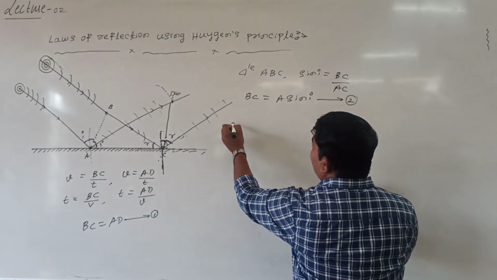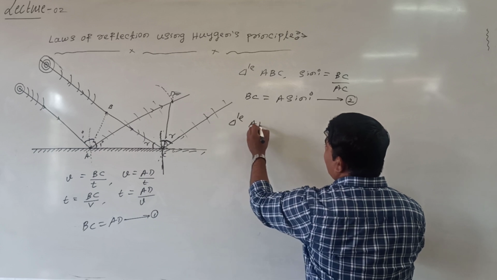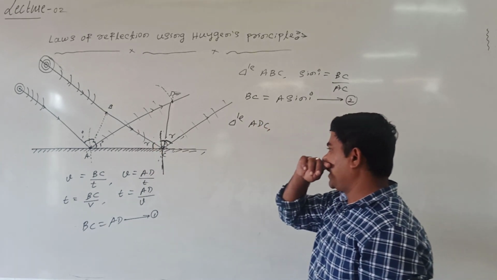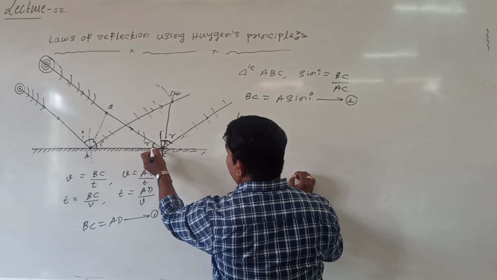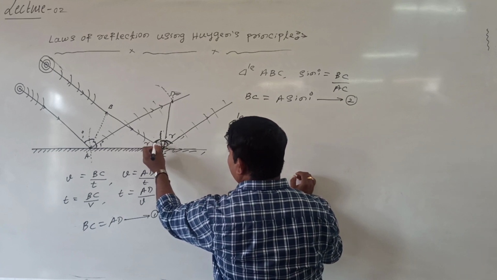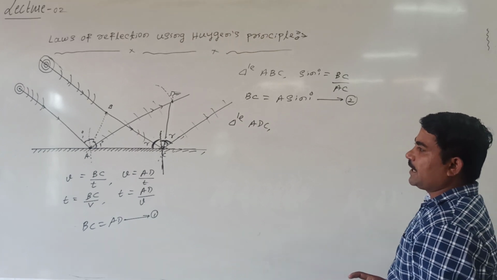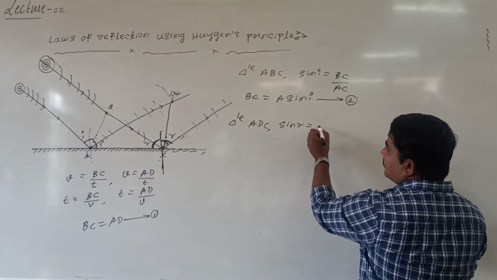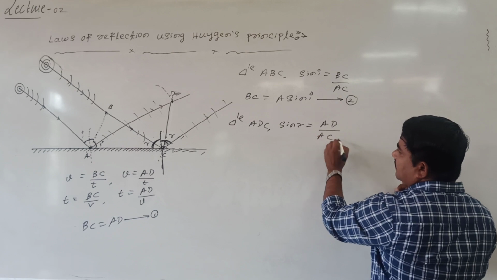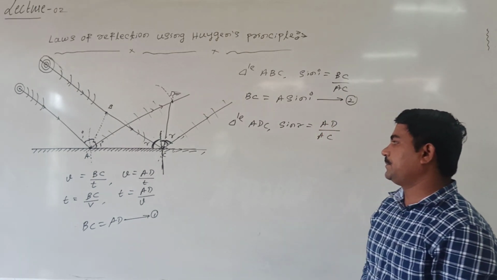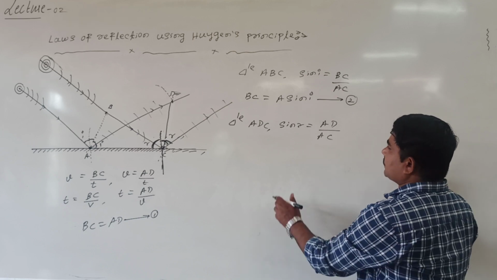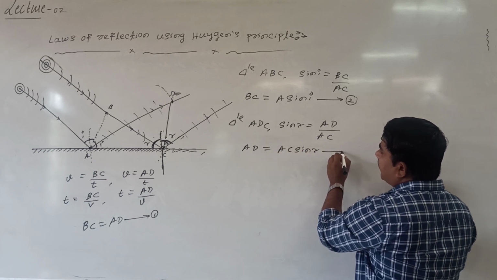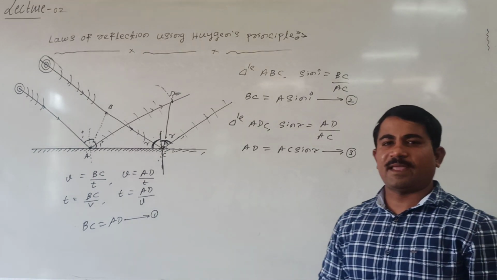Similarly, one more triangle, triangle ADC. In triangle ADC, this is sin R. This value I can take as R, because it is 90 minus R, and again this value is R. So in triangle ADC, I am taking sin R. Sin R is equal to AD divided by AC. Look at me. AD is equal to AC sin R. Let us call this equation number 3.